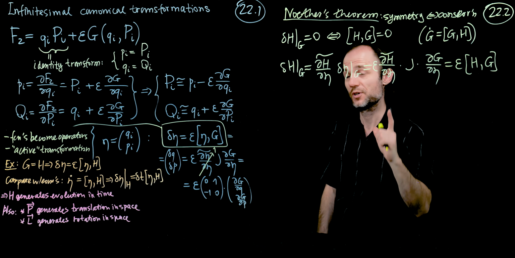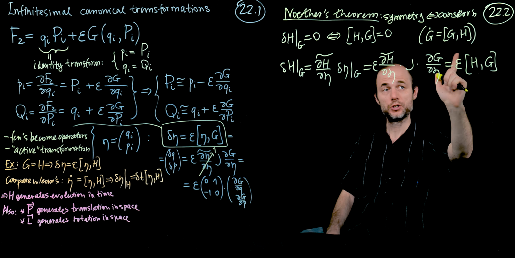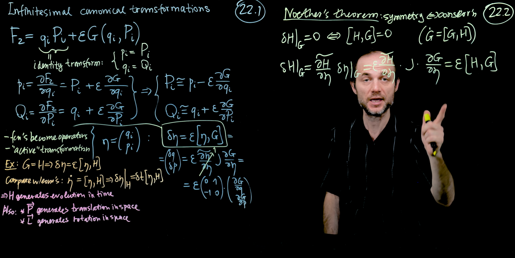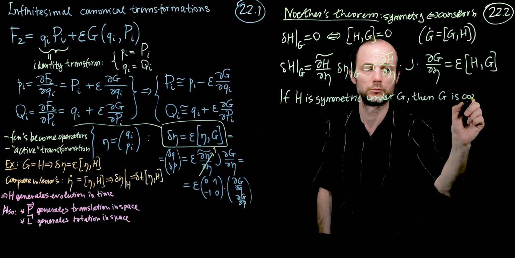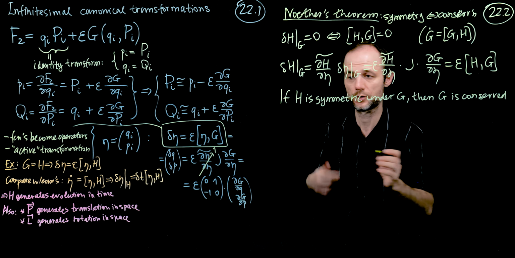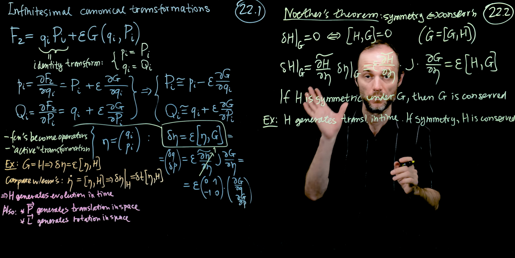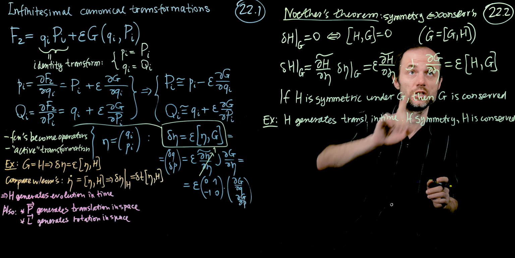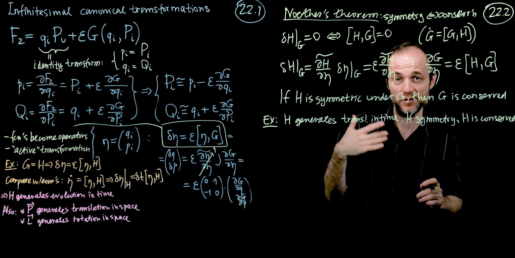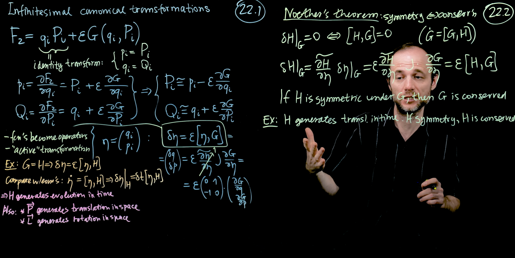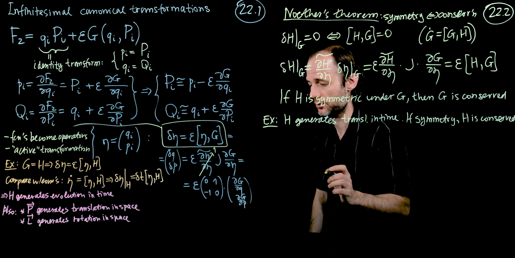So what we found is that if H is symmetric with respect to G, or under G, then G is conserved. For instance, because H generates a translation in time, if symmetry is present, so if H is not affected by translation in time, H itself is conserved.